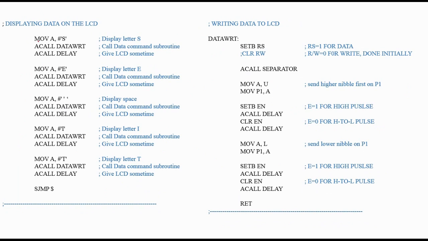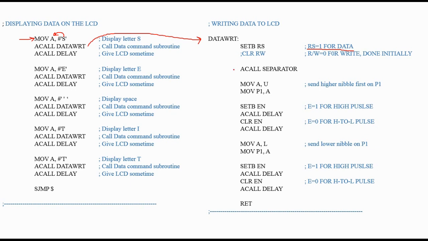The pointer will come at this place. Okay, move A comma #'S'. You can see S is written in single quotes. It means that we are sending an ASCII value to the display, because the LCD display recognizes only ASCII values. So we'll send S in the accumulator, and we will call the data write function, ACALL DATA_WRT. So the pointer will jump to this location, set bit RS. So RS will become 1 for data. Okay, previously it was 0 for command, now it is 1 for data.